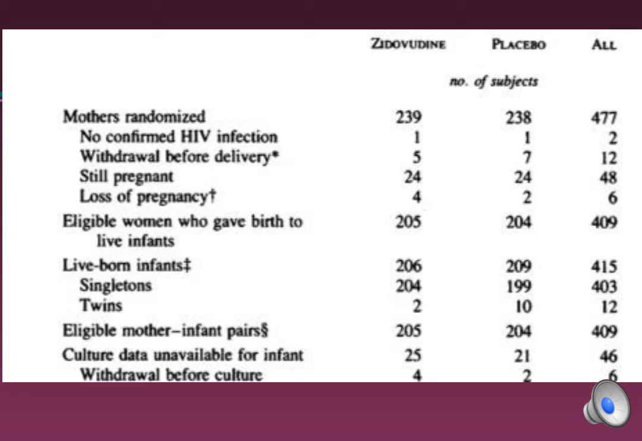So you can see that in the end there were 205 mother-infant pairs in the AZT group and 204 in the placebo group. And there was, again, some information that wasn't available for the children. So this gives you an idea about what exactly happened to all the participants in the study.